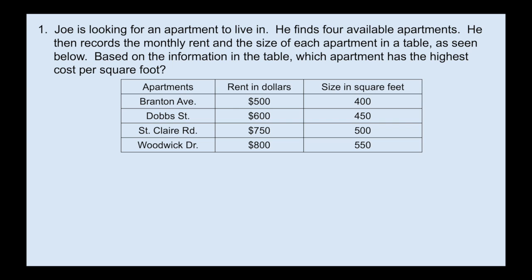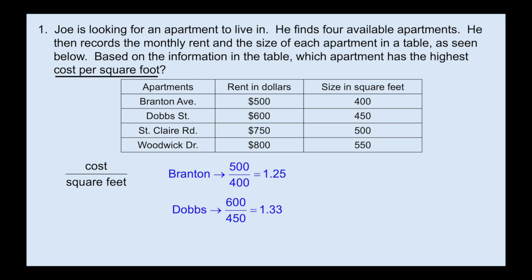So when we're looking to determine what type of units we're going to be working in, we want to look at where it says cost per square foot. And so I'm going to set that up with cost being in the numerator and then square feet being in the denominator. So now I have to look at each of the different apartments. We have Branton Avenue, which is going to be $500 being the cost per 400 square feet. And that is going to give me 1.25. So take a minute to do the same thing with the rest of those and see if you can determine which one has the highest cost per square foot.